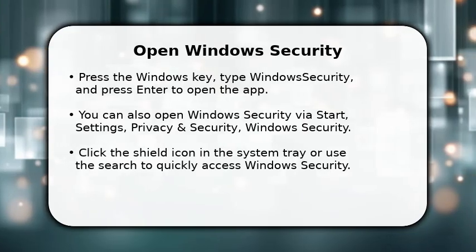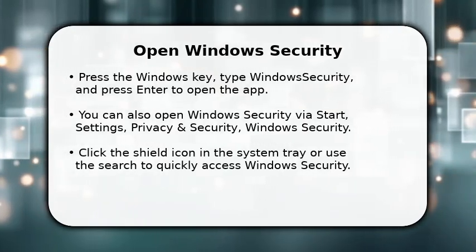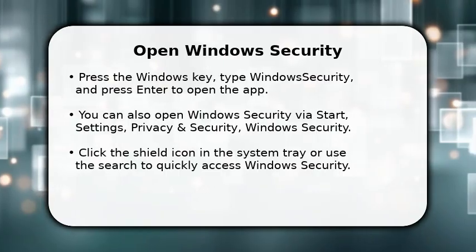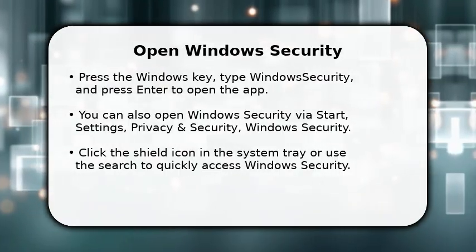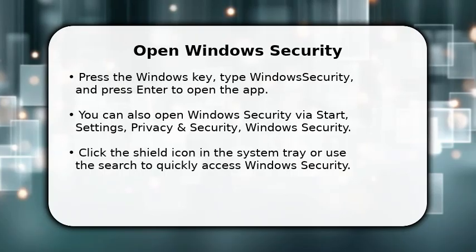Press the Windows key, type Windows Security, and press Enter to open the app. You can also open Windows Security via Start, Settings, Privacy and Security, Windows Security.